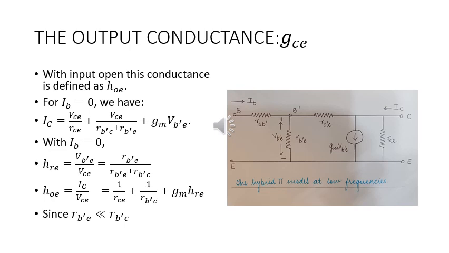For IB equal to 0, we have IC equal to VC upon RC plus VC upon RB'C plus RB'E plus gm VB'E. With IB equal to 0, hre is equal to VB'E upon VC given by RB'E upon RB'E plus RB'C. hoe will become equal to IC upon VC, which is equal to 1 upon RC plus 1 upon RB'C plus gm hre. Since RB'E is very much less than RB'C, we will see in the next.